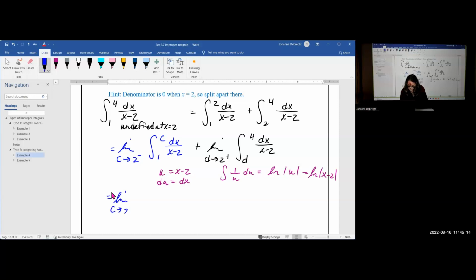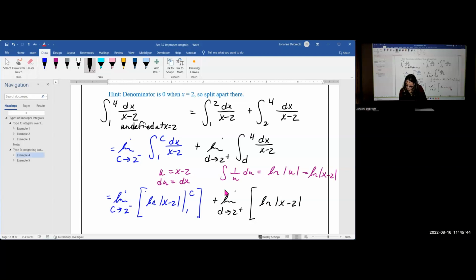So when we come back to that original, we can put it back into our two integrals and limits. We have the limit as c approaches 2 from below, or the left of, now we've evaluated, so I'm going to open big brackets. So I have the natural log of x minus 2 in absolute value between 1 and c. And then the second one becomes the limit as d approaches 2 from the right. And again, the same antiderivative, natural log of absolute value x minus 2, but this one evaluated between d and 4.